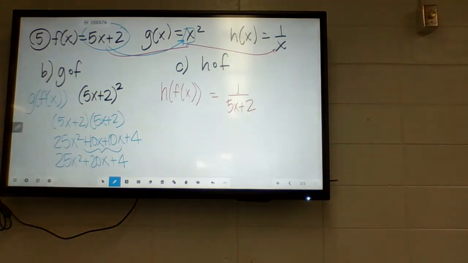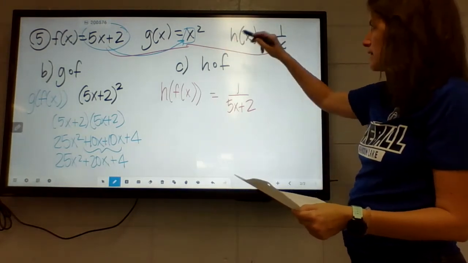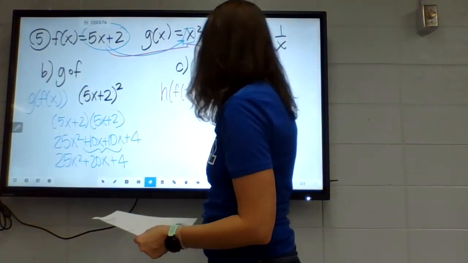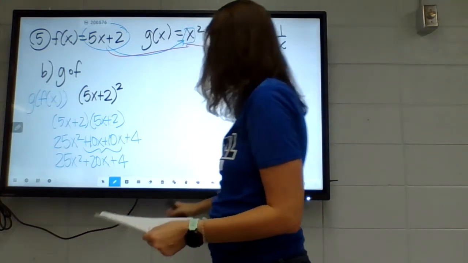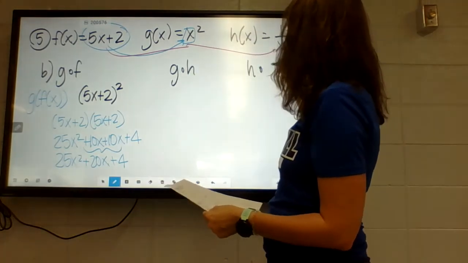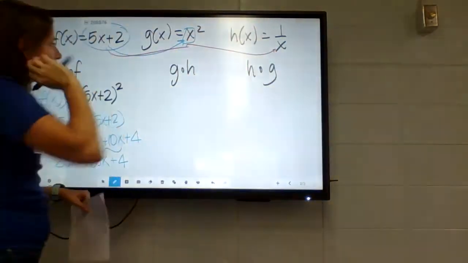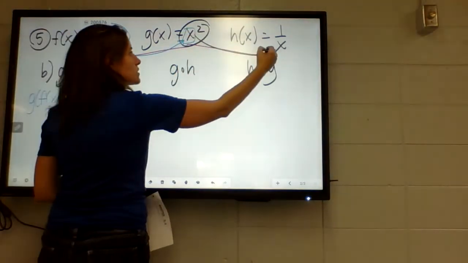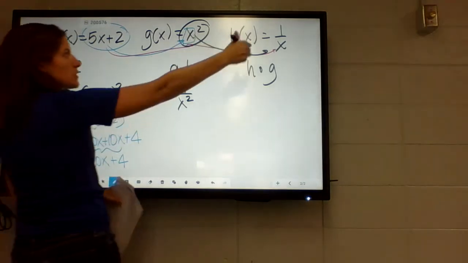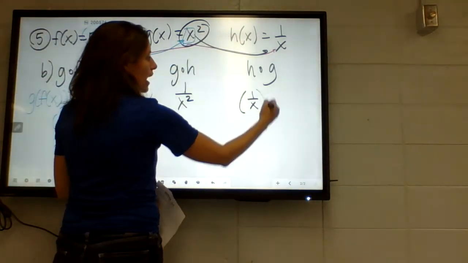Oh, you guys didn't ask about D, never mind. Or you didn't ask about C. You said, does G of H equal H of G? So let's check that. I did the wrong one, I did C. Okay, so if I put G into H, so this goes in here, it's 1 over x squared. But this going in there is 1 over x squared.